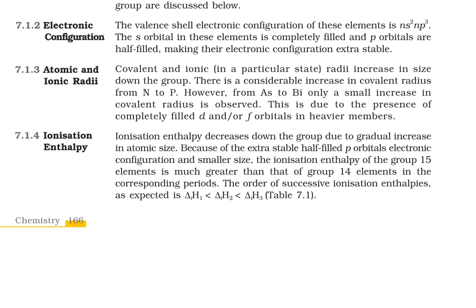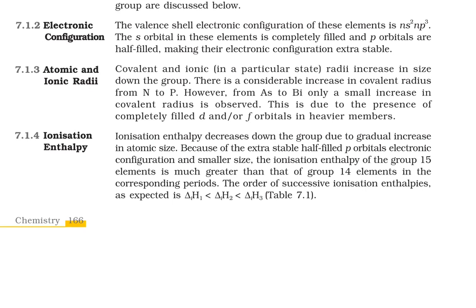Now, ionization enthalpy. Ionization enthalpy decreases down the group due to gradual increase in atomic size. I am reading it again. Ionization enthalpy decreases down the group due to gradual increase in atomic size. Because of extra stable half-filled p orbitals, electronic configuration and smaller size, the ionization enthalpy of group 15 elements is much greater than that of group 14 elements in the corresponding periods.